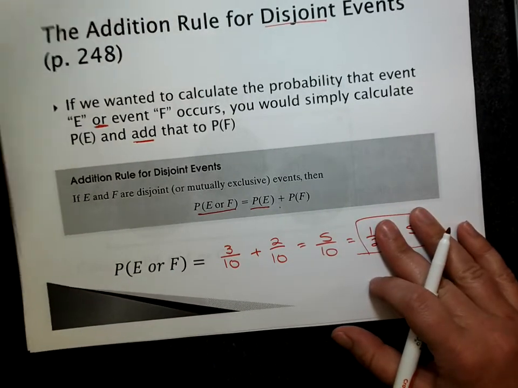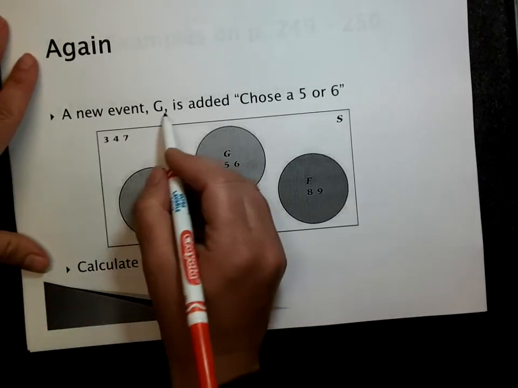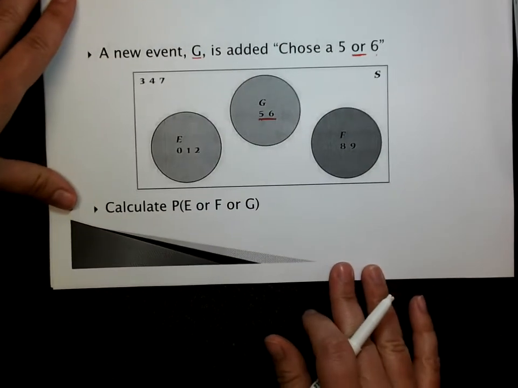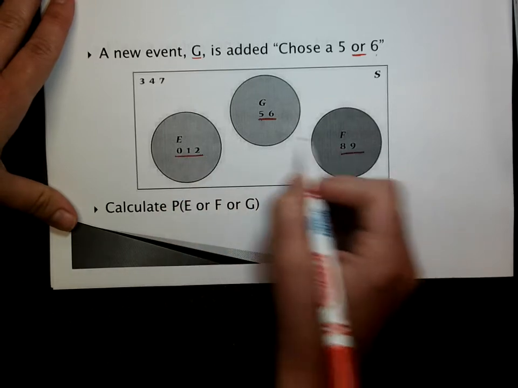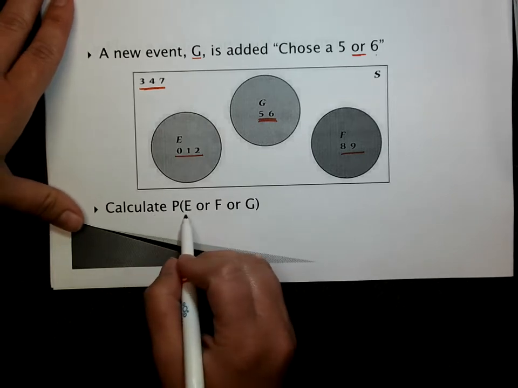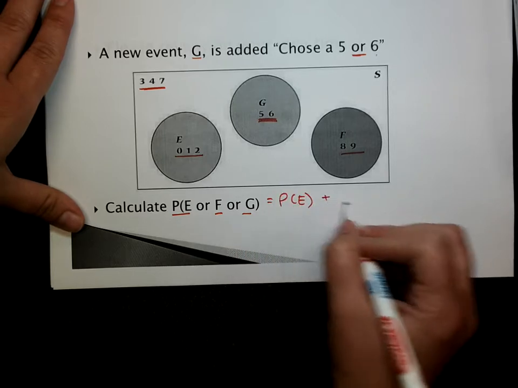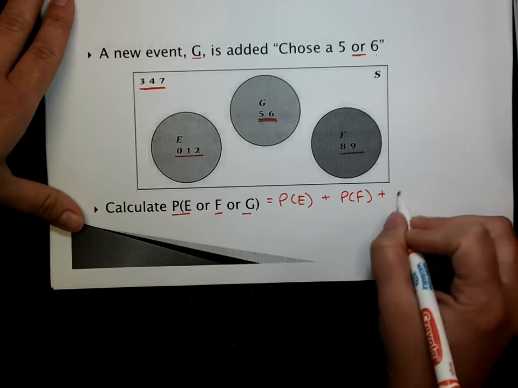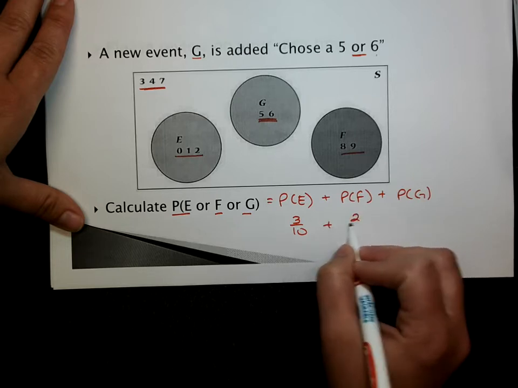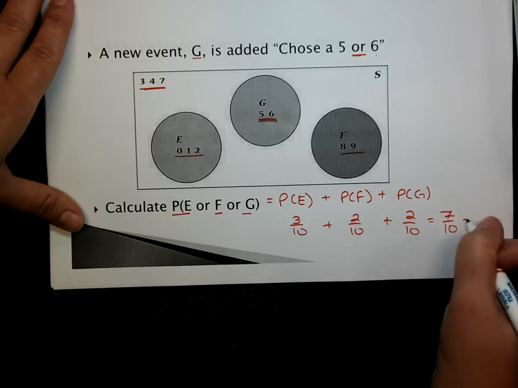Same thing is true if we add another event that's disjoint. So if we're adding a new event to that same scenario, and event G is choose a 5 or a 6, so we have 5 and 6 in a new circle. Now we still have event E, event F, and this new event G, and we still have some outside the sample that do not win a prize. So to get the probability of E or F or G, we're going to do the probability of E plus the probability of F plus the probability of this new event G. So E is 3 out of 10, F is 2 out of 10, and G is also 2 out of 10, which gives us 7 out of 10, or 0.7.